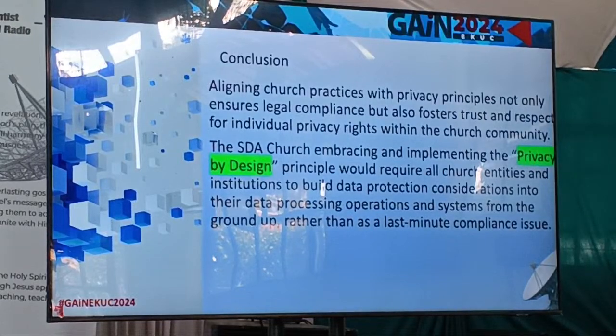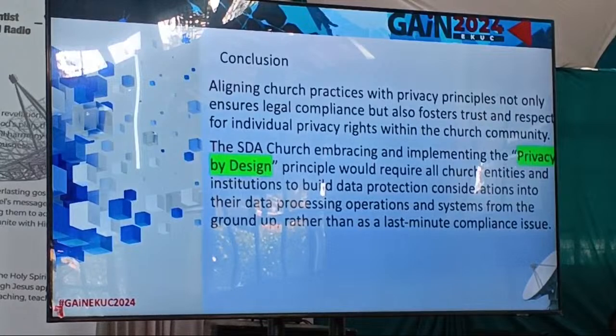So we look at a few examples here as we finish, in conclusion. Let's align church practices with privacy principles, not only to ensure legal compliance, but also to foster trust and respect for individual privacy rights. This is something that is enshrined in our Constitution of 2010. So the issue of data protection is not optional.